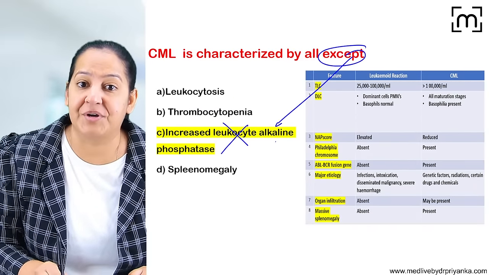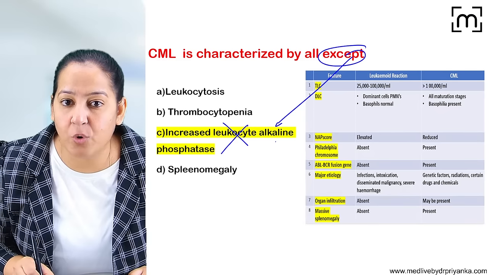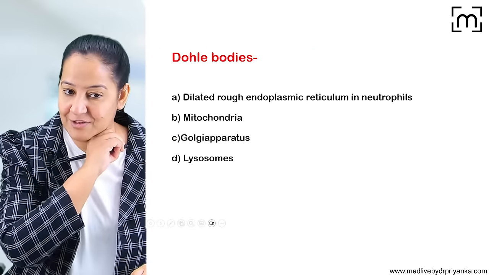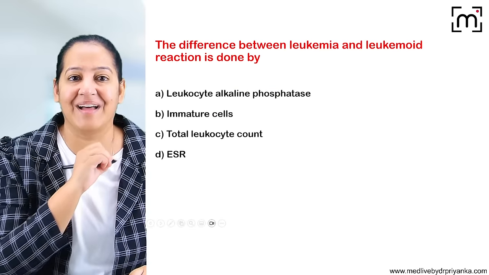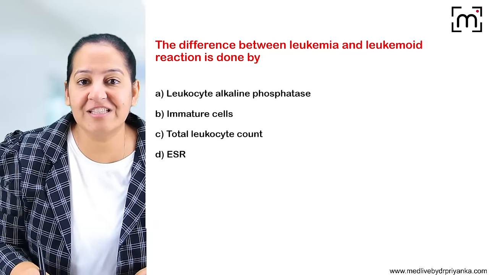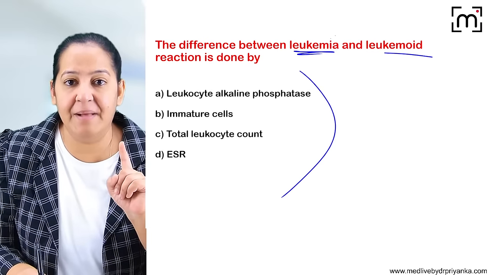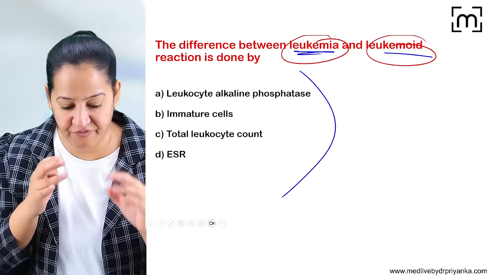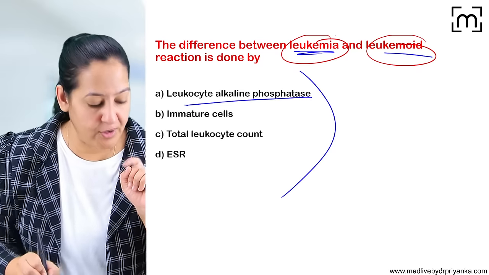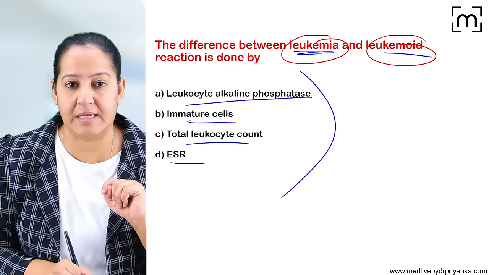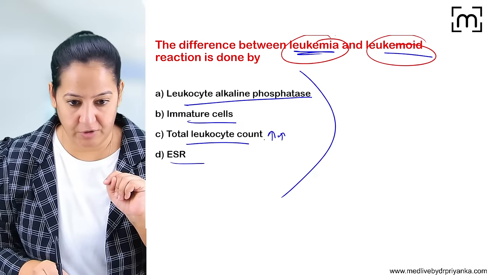They are asking except. You can see the LAP or the NAP score is something that differentiates the leukemoid reaction from CML. You have to learn that. Okay, you have to learn that. Tell me the next thing. The difference between leukemia and leukemoid reaction is done by what? I want to differentiate CML from the leukemoid reaction. How to differentiate? Is it leukocyte alkaline phosphatase? Is it immature cells? Is it total count or is it ESR? Total WBC count is raised in both of them.